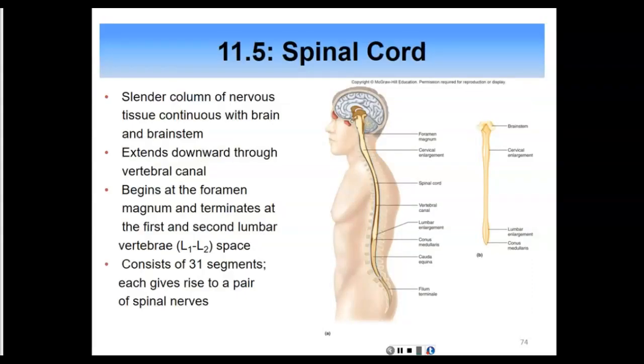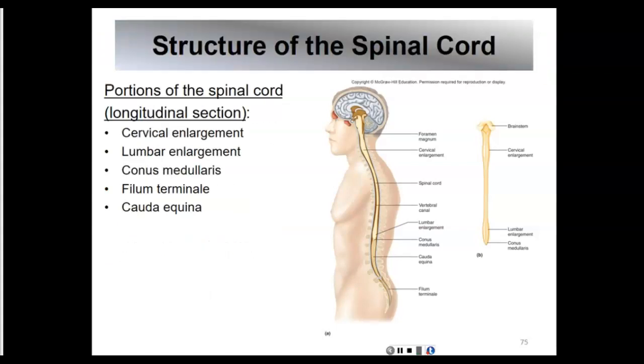All right, moving down into the spinal cord. It's a slender column of nervous tissue. It's continuous with the brain and the brainstem, and it extends downward through the vertebral canal. It begins at the foramen magnum and C1 area and terminates at the first and second lumbar, or L1-2 space. There are 31 segments, and each gives rise to a pair of spinal nerves.